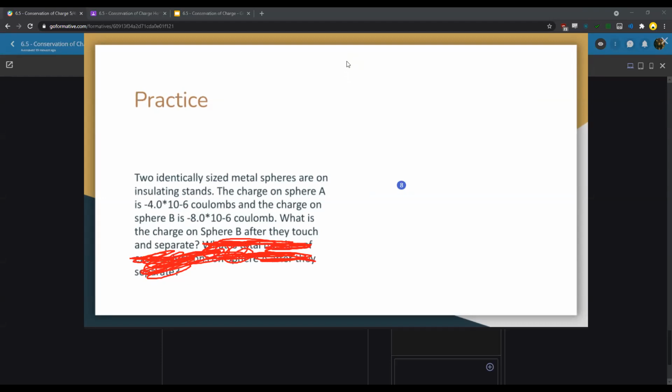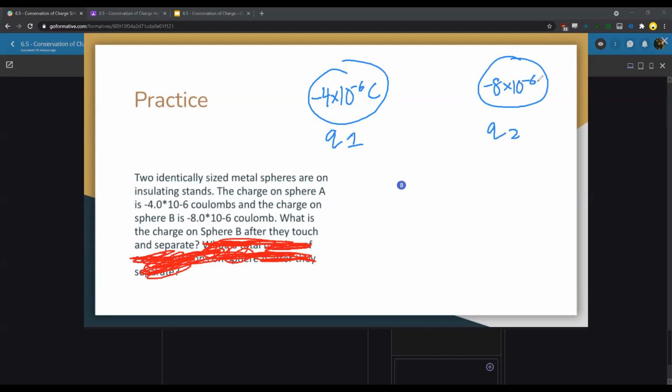Most of you got the beginning part down where you have two spheres, right? And so this would be Q1, and sphere one would be that charge, and then you have Q2, this would be that. And then you have Q total. And this is where most of you got up to, right? Most of you got up to the Q total part.